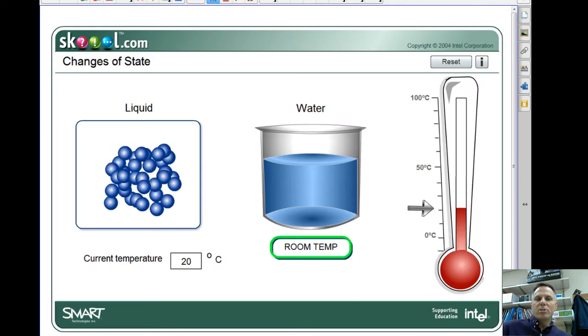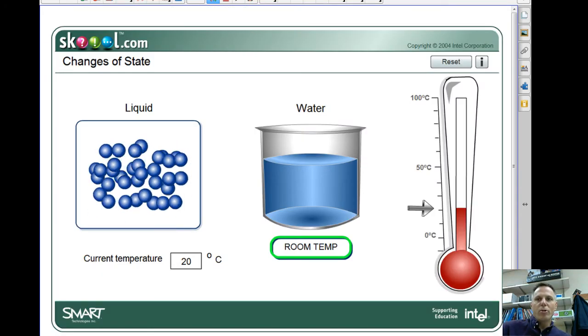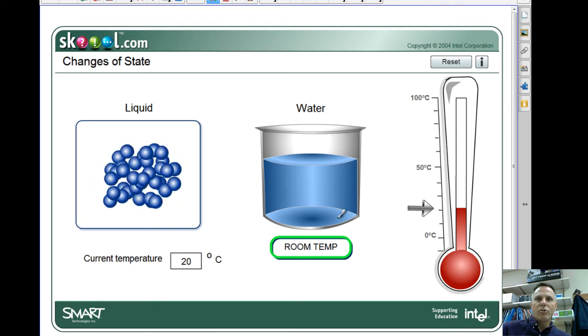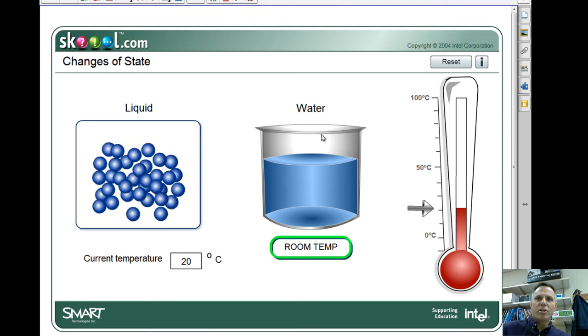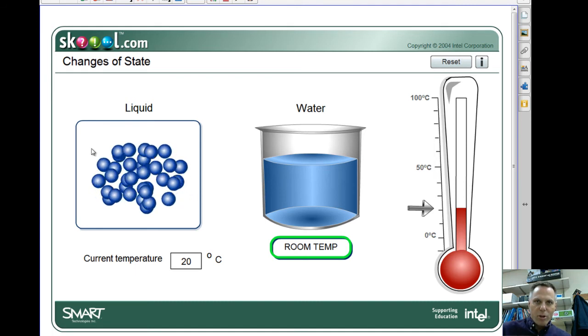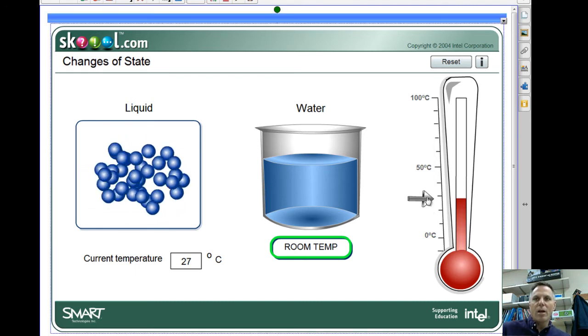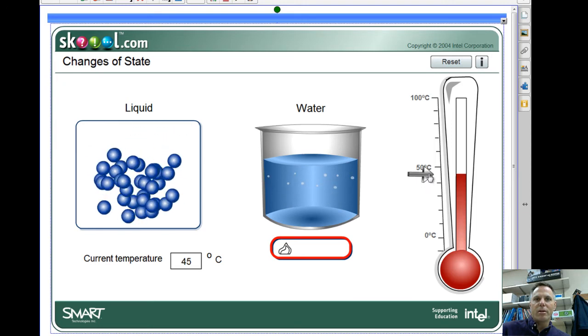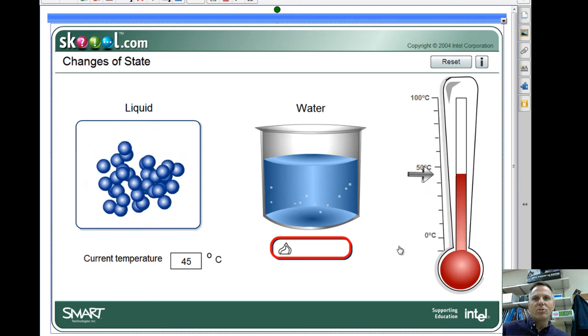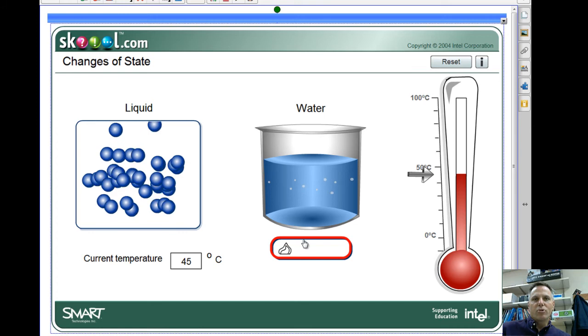So let's take a look at this simulation. In this simulation, what we're going to do is raise the temperature from room temperature. So you can see here we've got water. This is kind of looking through a microscope. And notice as we raise the temperature, what happens to the molecules? They're going to start to go faster, aren't they? Look, they're moving faster. Temperature's gone up.